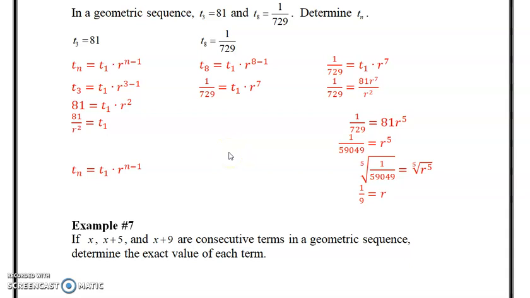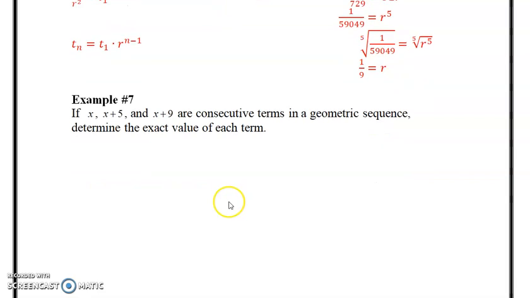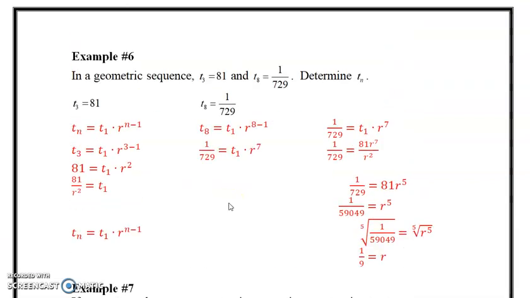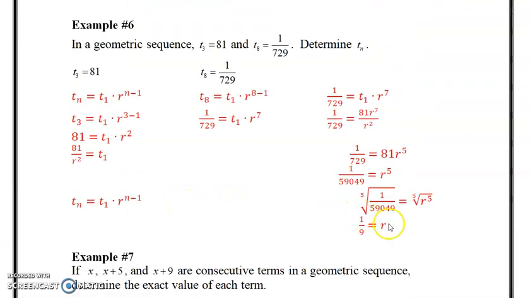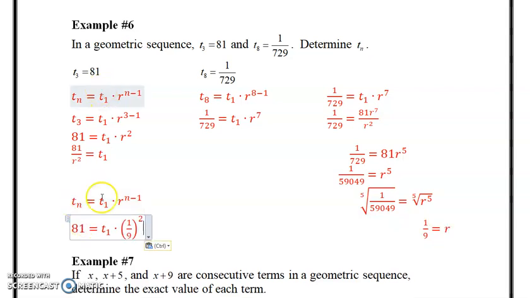Hello everyone. Today we're going to finish up example 6 from page 16. We got to the R value. We found the R value, the common ratio was 1/9. So now we're going to plug all the information in to determine what the first term is going to be. I have the formula right here, and we're going to plug our information in. We'll put 81 in for T1.